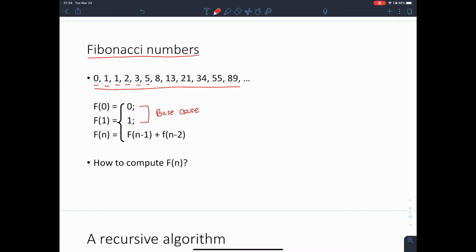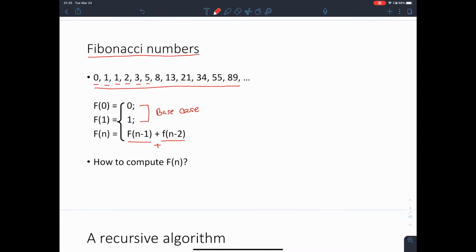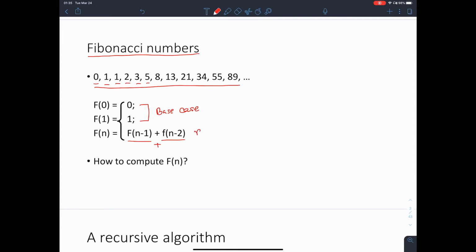Other than the 0th and 1st Fibonacci numbers, if you try to find any other Fibonacci number, you use the recursive definition. When you try to find the nth Fibonacci number, you calculate the n minus 1th Fibonacci number and the n minus 2nd Fibonacci number, then add them together to get the nth Fibonacci number. This is called the recursive case.